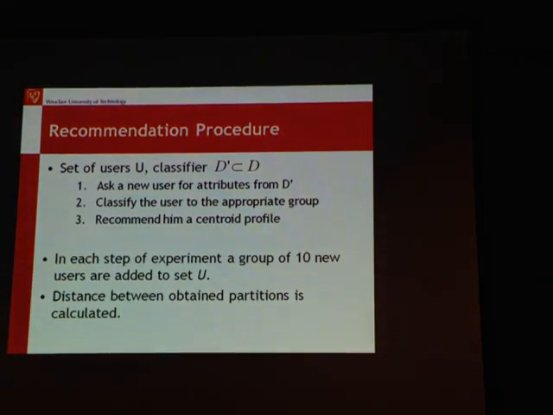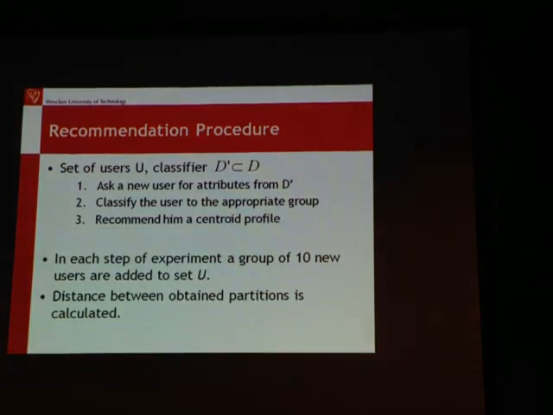The recommendation procedure I can present in the following way. We have a set of users and this classifier from the previous step. We ask a new user for attributes only from this subset. So instead of asking for all 7 or 10 parameters, we can ask about gender, town, and, for example, browser, classify him to the appropriate group, and recommend a centroid profile calculated in the way I have presented.